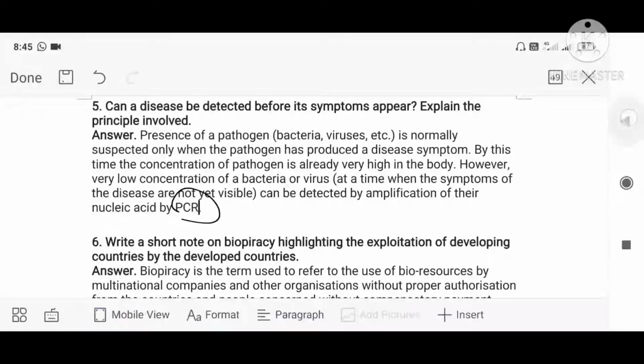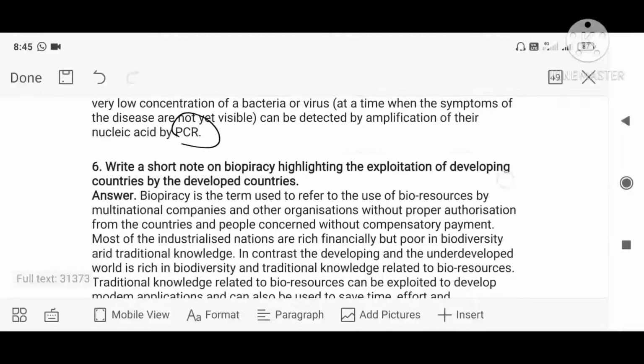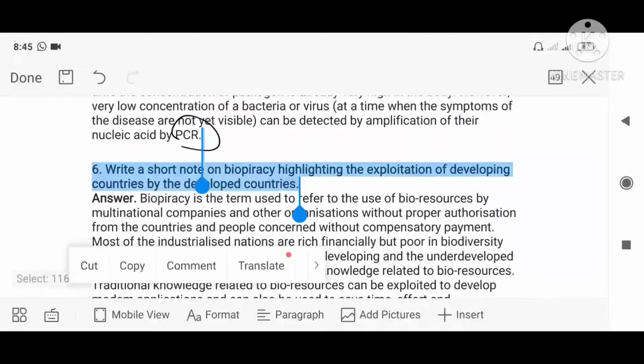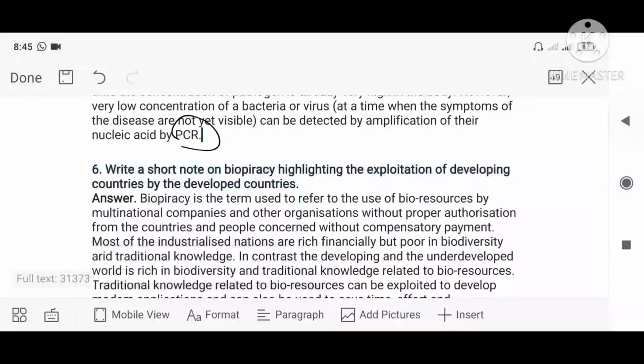Okay. The next is, write short notes on biopiracy, highlighting the exploitation of developing countries by developed countries. You know, biopiracy, patenting, isn't it? So, developing countries are being exploited by developed countries. Okay. So, developing countries like India, how are we exploited? We know that we have many resources, we do have much traditional knowledge about the same.